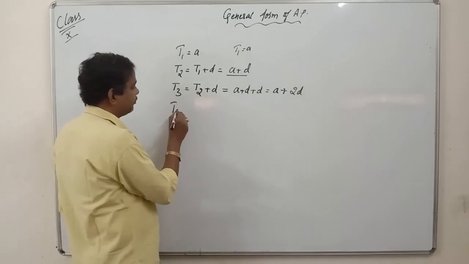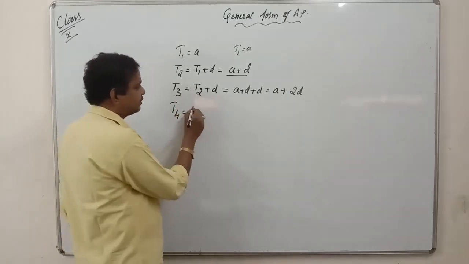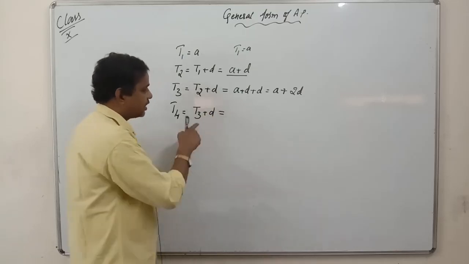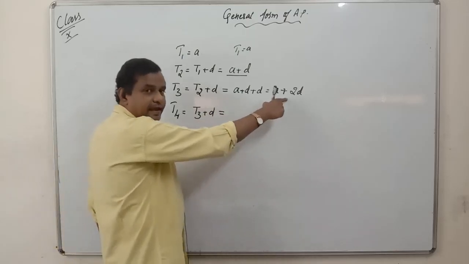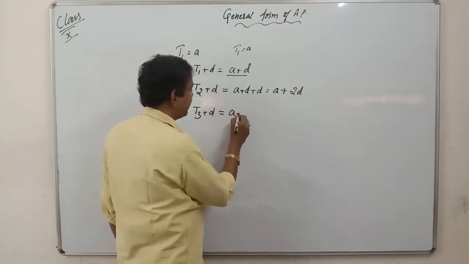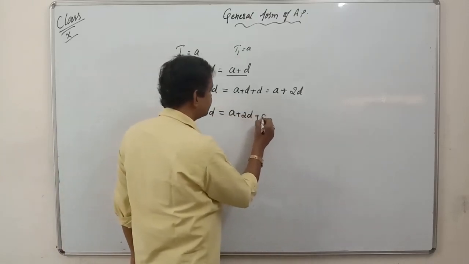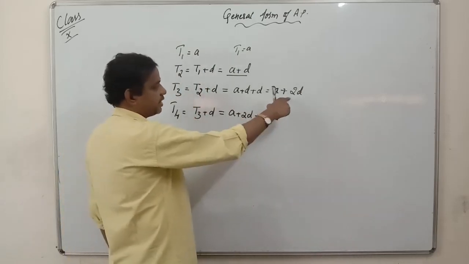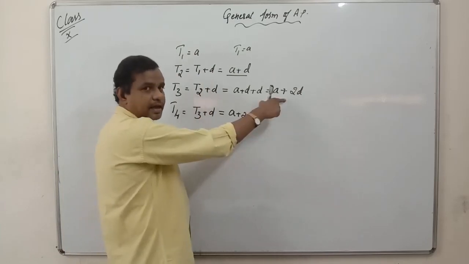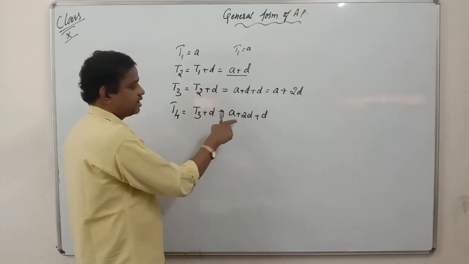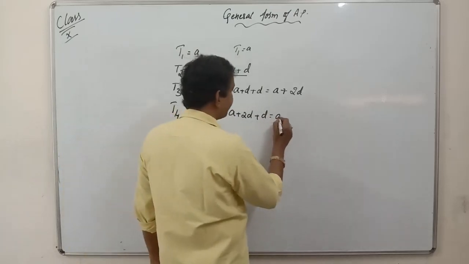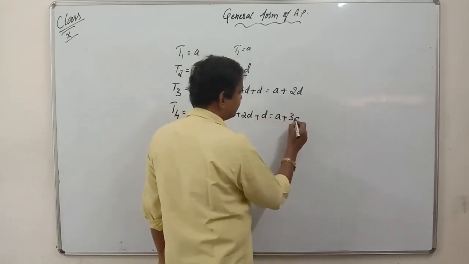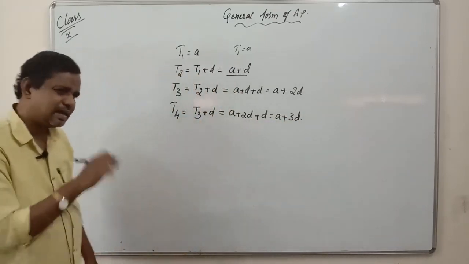If I write T4, this is T3 plus d. What is T3? T3 is A plus 2d. So A plus 2d plus d. Instead of T3, I am writing A plus 2d, because T3 equals A plus 2d. So T3 plus d is A plus 2d plus d, which is A plus 3d. And the same goes on continuing.